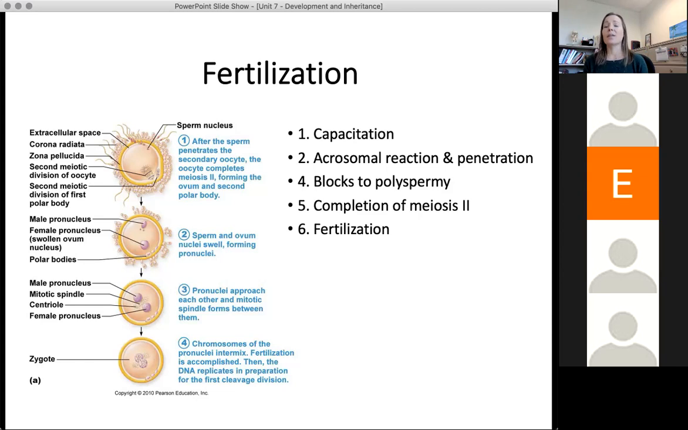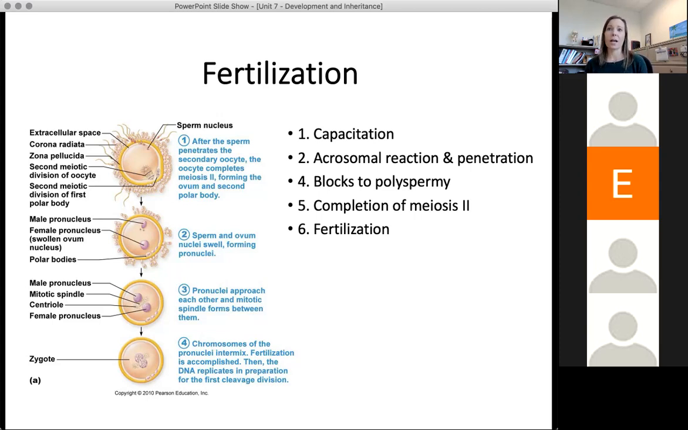So first of all is capacitation, and that refers to the functional changes in the sperm that make them more mobile, so able to move, and allow them to penetrate the oocyte's plasma membrane. So after that happens, then you have the acrosomal reaction and penetration. That involves the release of acrosomal enzymes that are used to penetrate the layers surrounding the oocyte.